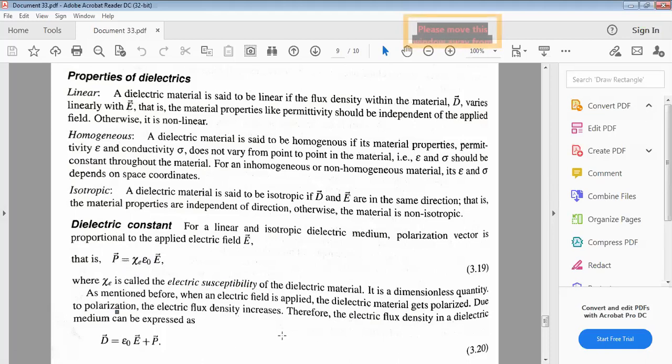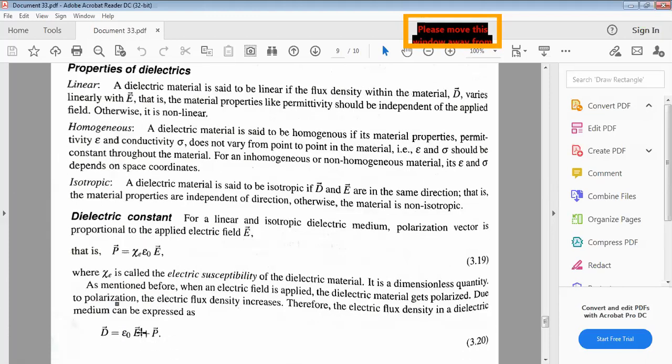As mentioned before, when an electric field is applied, the dielectric material gets polarized. Due to the polarization, the electric flux density increases. Therefore, the electric flux density of a dielectric medium can be expressed as D equal to epsilon naught E plus P. This is also important. Already you know, D equal to epsilon E.